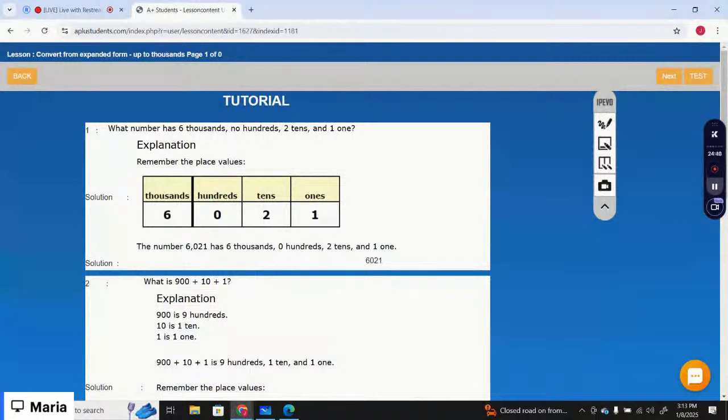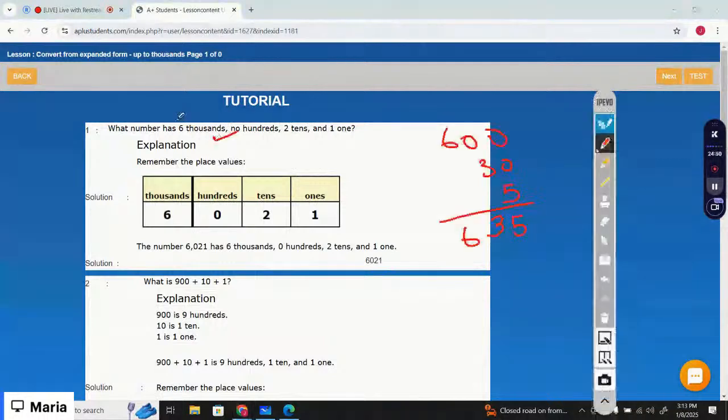What number has six thousands, no hundreds, two tens, and one one? So now you have to write down the numbers given in the word form. So just make a place value chart. 6,000 means 6 is at the thousands position. No hundreds means 0. 2 is at the tens position and 1 is at the ones. So together they make 6,021.